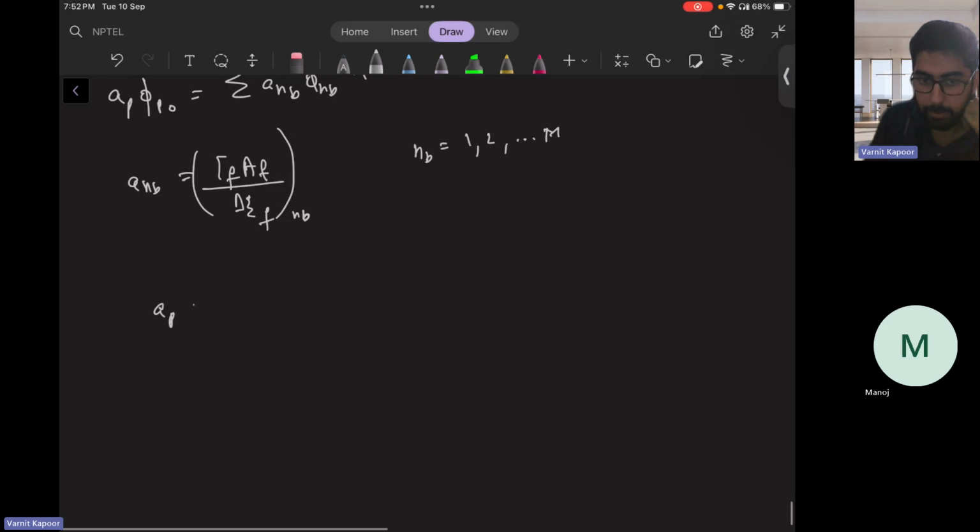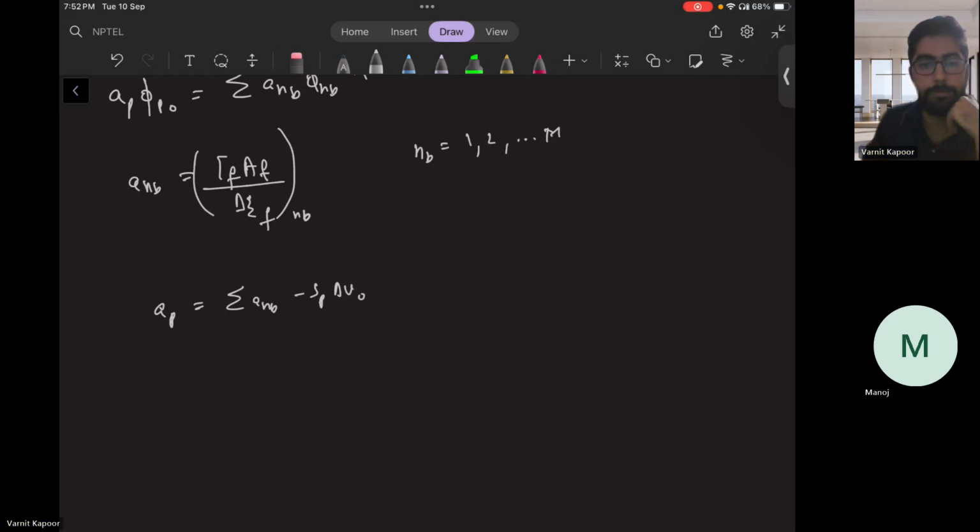And AP is summation of A_NB minus SP del V naught. And B is SC del V naught.